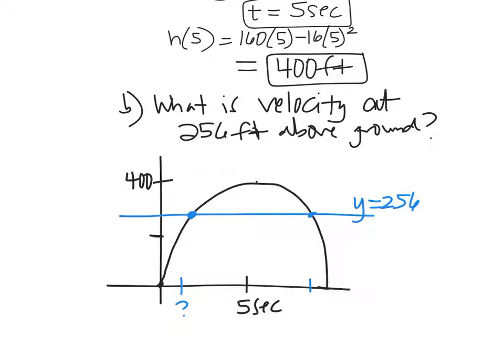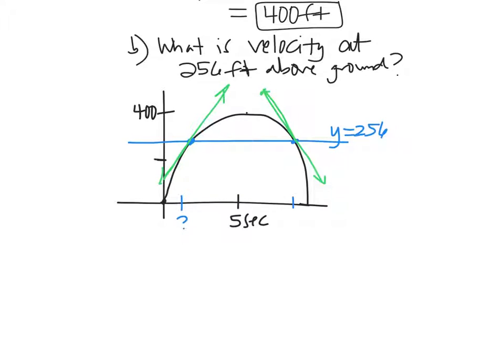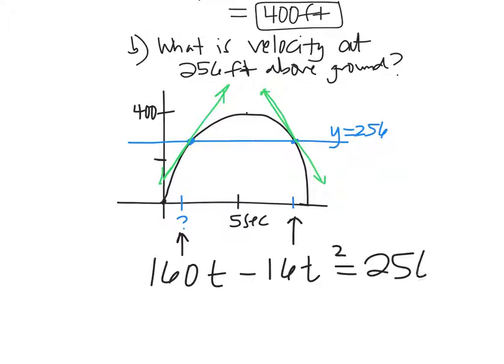So I want to find the slope of the tangent line at that point and at that point. Okay? And I know that instantaneous velocity comes from the derivative of my function, but I need to first find out what time is happening so I can plug that into my velocity equation. Do you understand? Okay, so what we want to do is set this parabola, 160t minus 16t squared, equal to 256. We need to find out what t is.